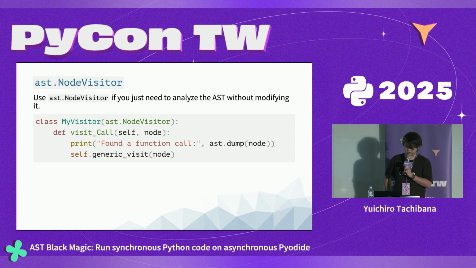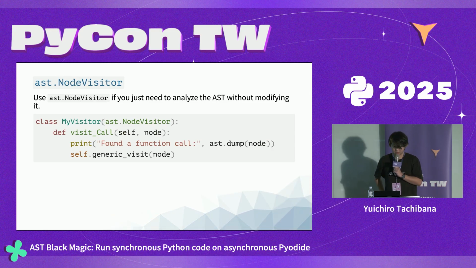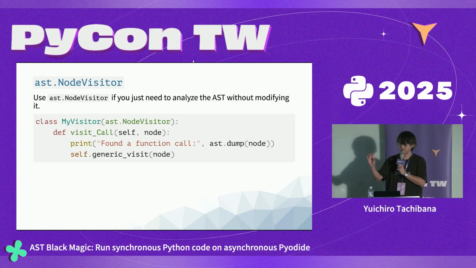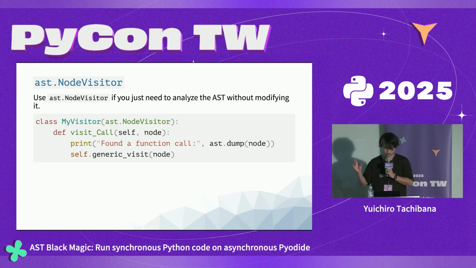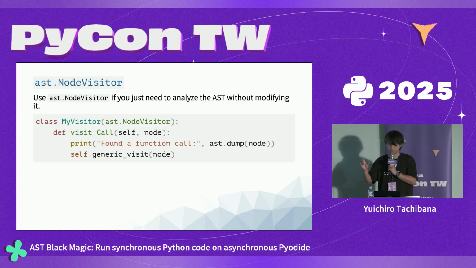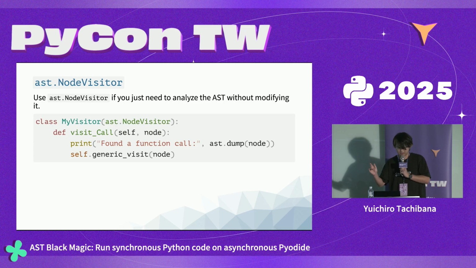Just a side note, let me introduce another class, the ast.NodeVisitor class. That is a base class for defining something like the node transformer, but without modification, just for the purpose of exploring the AST object. I mean, just to analyze its content.